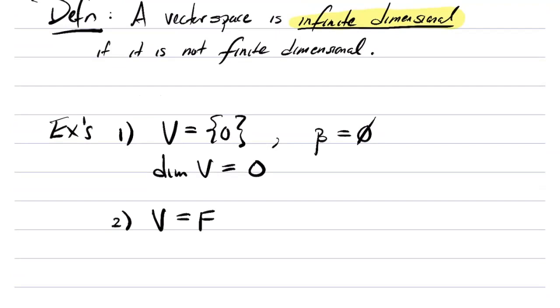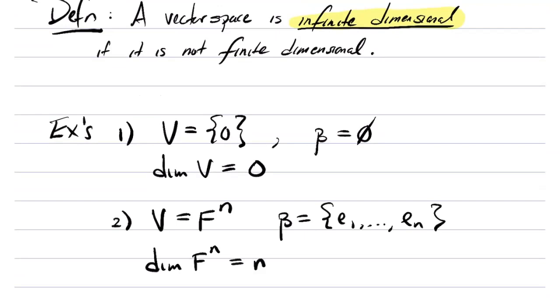What about Fn? We said that the standard basis consisted of these n vectors e1 to en, the n standard basis vectors. So the dimension over F of the vector space of n-tuples is n. It's an n-dimensional vector space. So the number of coordinates, the length of the tuple, is its dimension.